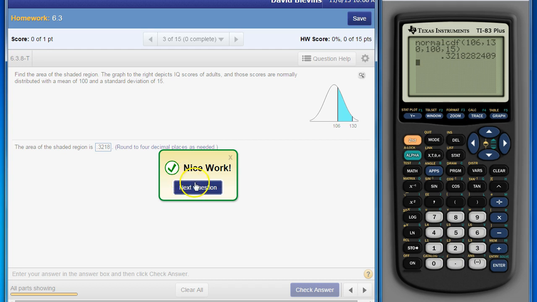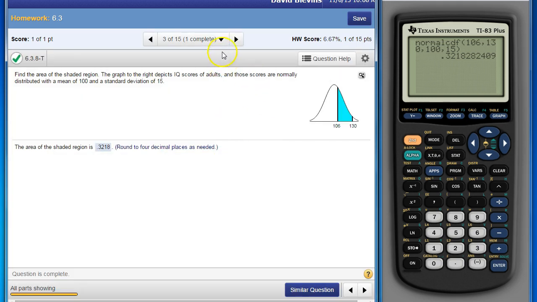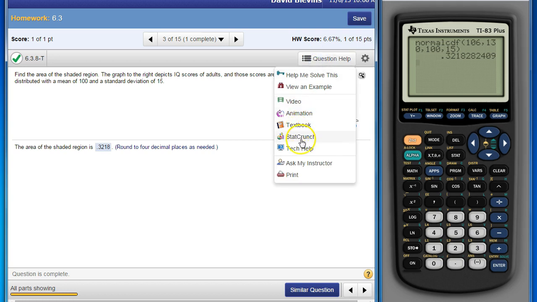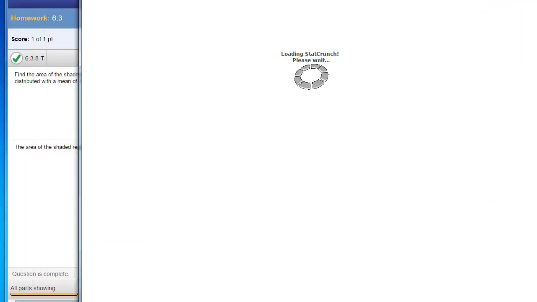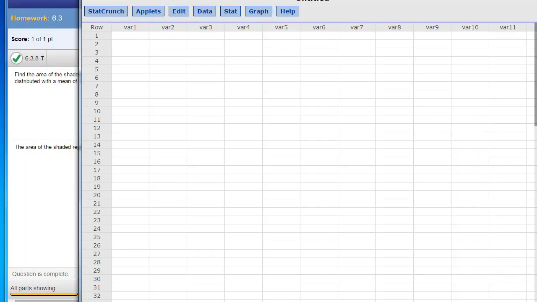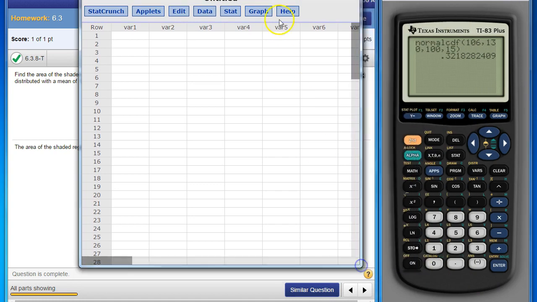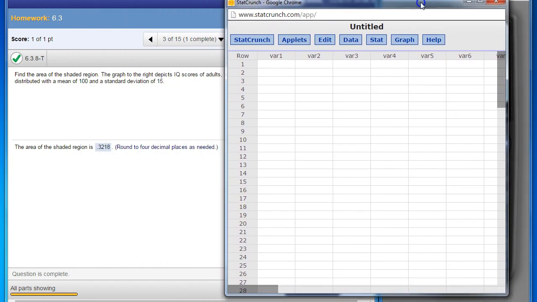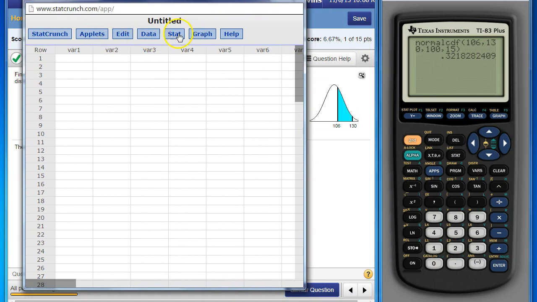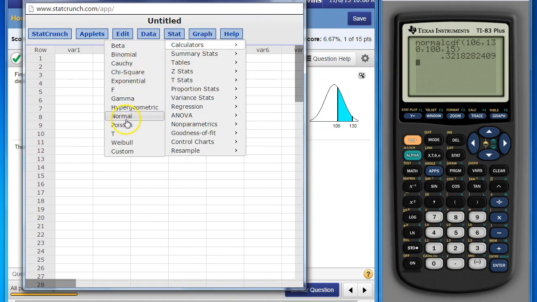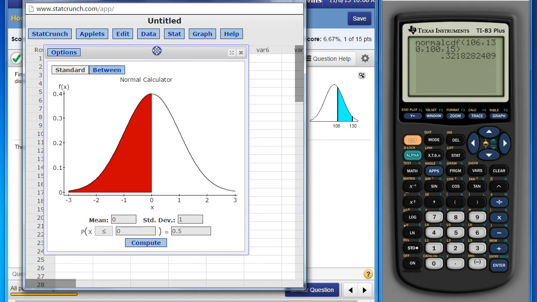Alright, now if we wanted to use StatCrunch for this, I would click question help, there's StatCrunch. It'll open up, once I turn off my pop-up blocker. So here's StatCrunch. For this same problem, you just look at the picture, I would use stat calculators normal. Alright, and it's got a picture here.